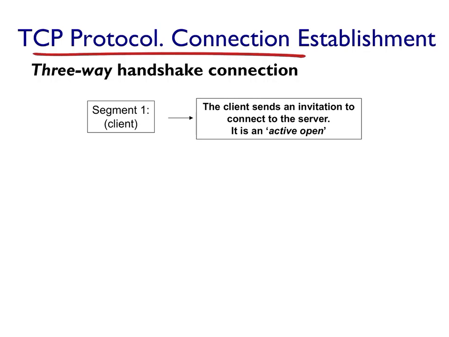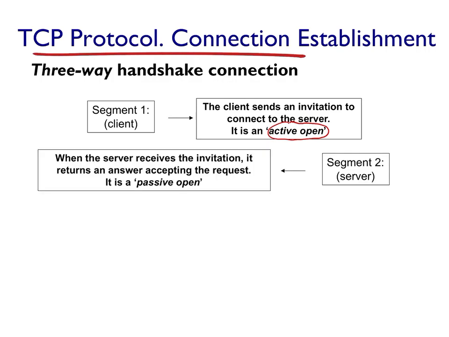The first segment is sent by the client, the host with the role of a client, and it sends an invitation to connect to the server. So the process is an active open. I'm sending you a connection request. When the server receives this first segment, it will answer yes or no: I want to connect or not. If I accept, I will send a SYN ACK, and the role is passive open. I have received the connection establishment request and I accept. I'm passively opening the connection.